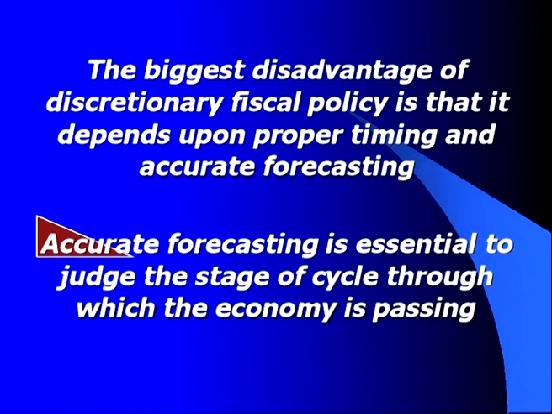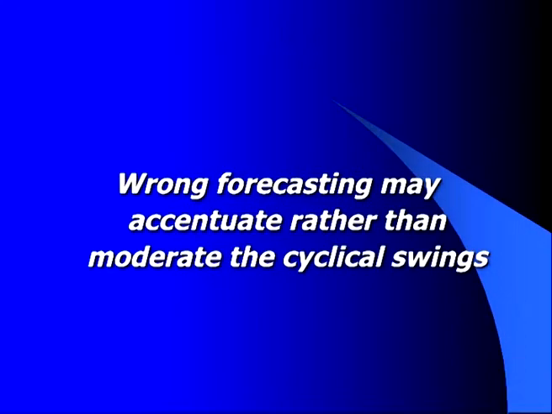The biggest disadvantage of discretionary fiscal policy is that it depends upon proper timing and accurate forecasting. Accurate forecasting is essential to judge the stage of the cycle through which the economy is passing. It is only then that the appropriate fiscal policy or fiscal action can be taken. Wrong forecasting may accentuate rather than moderate the cyclical swings. Economics is not an exact science in correct forecasting, and because of this, fiscal actions always follow after the turning points in the business cycle.